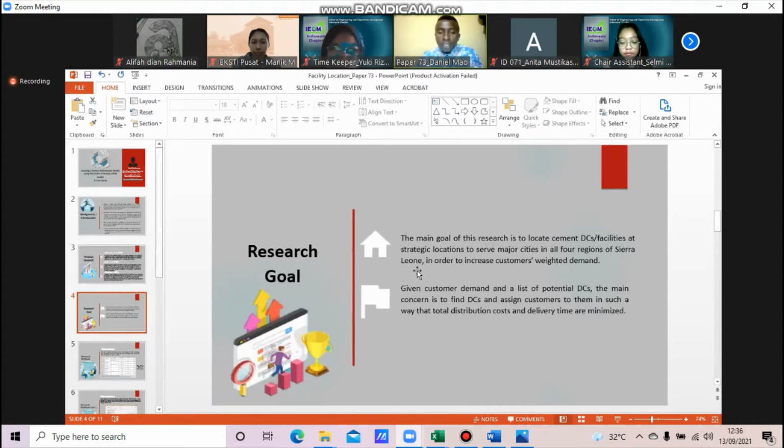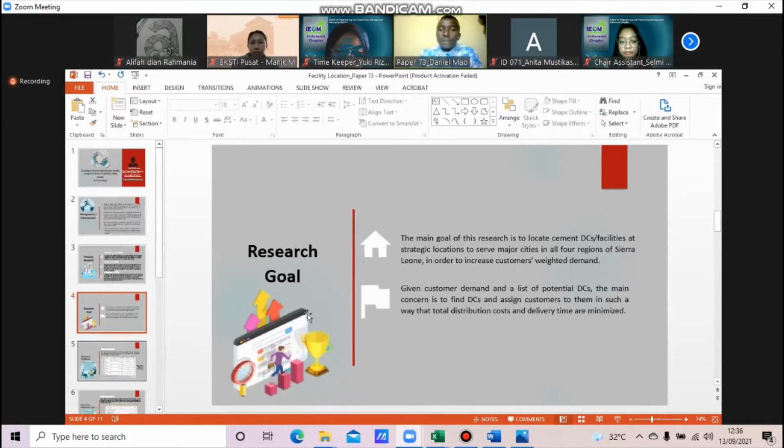The other goal is, given customer demand and a list of potential distribution centers, to find distribution centers and assign customers to them in such a way that total distribution cost and delivery time are minimized.